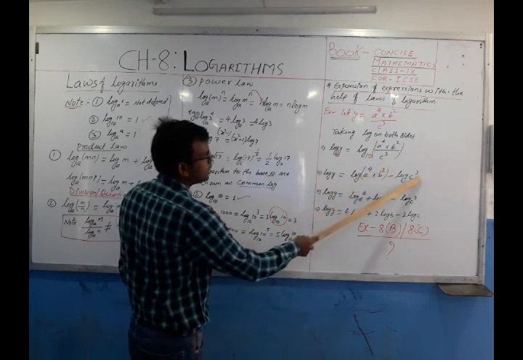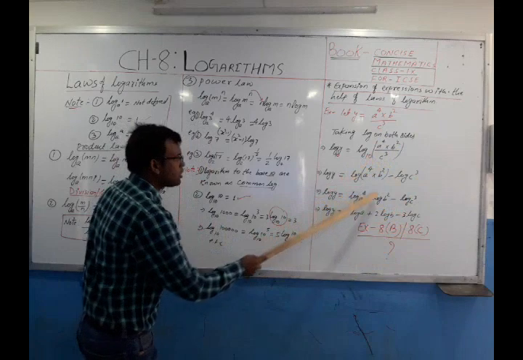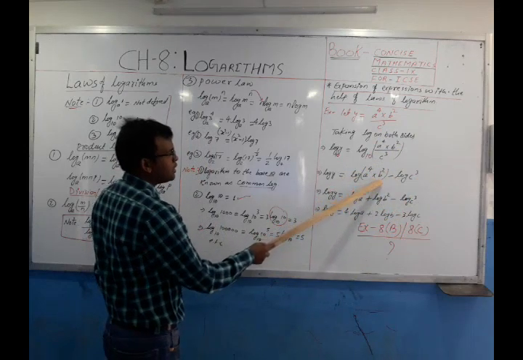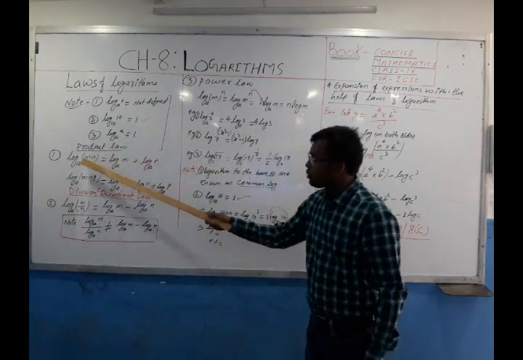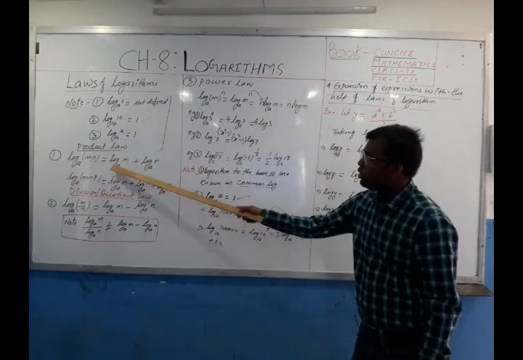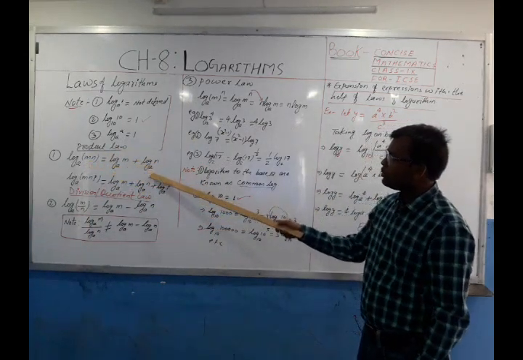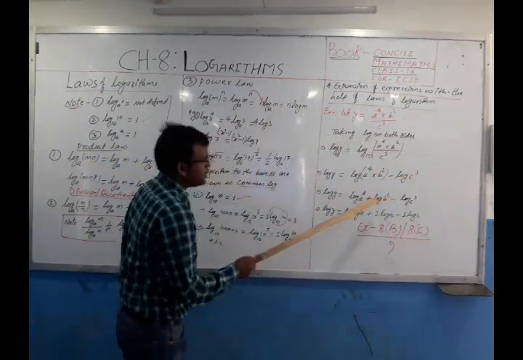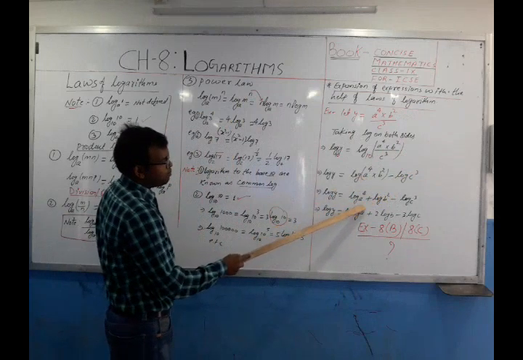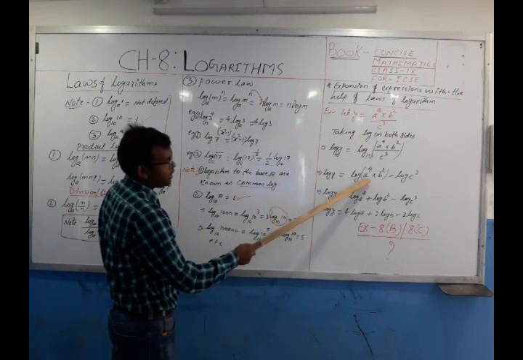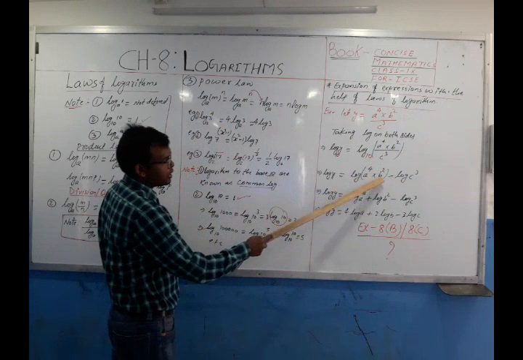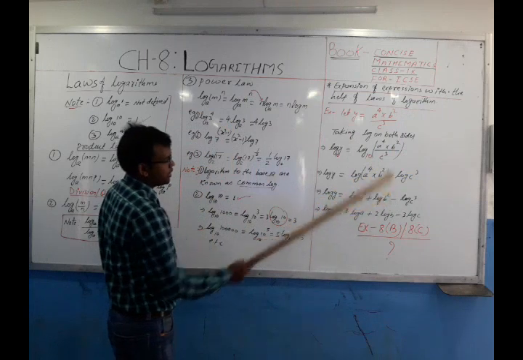And see, the first part on the RHS is in the form of a product. So apply the product rule again: log of m into n is log m plus log n. In place of m it is a to the power 4, and in place of n it is b squared. Is it clear?